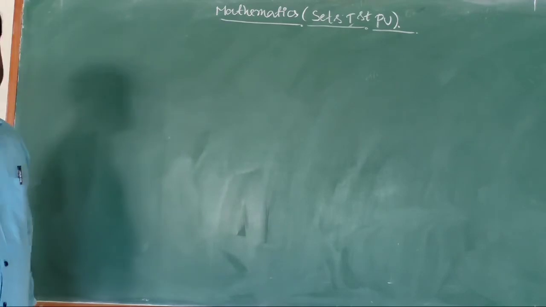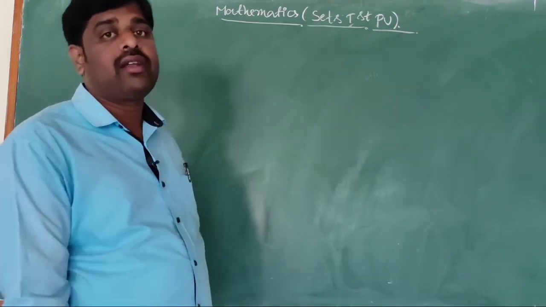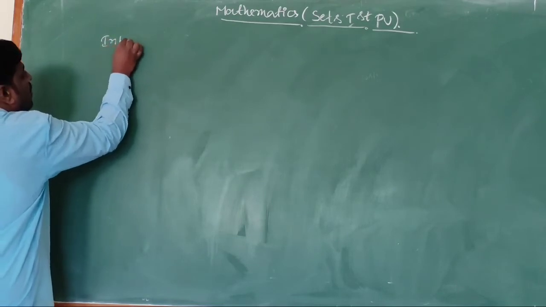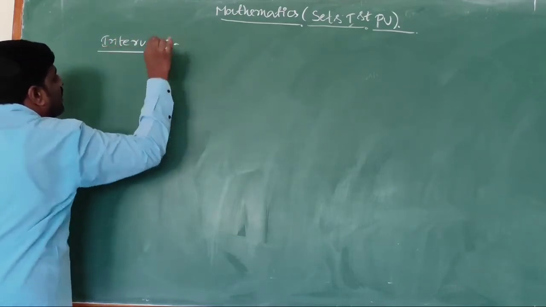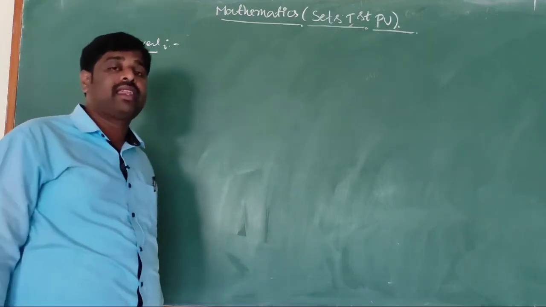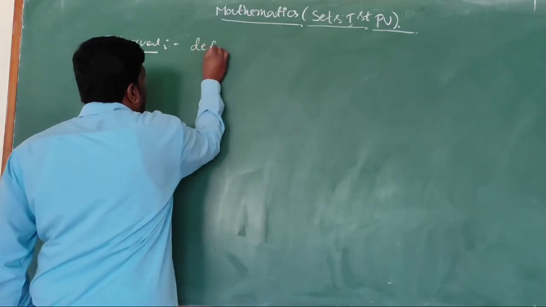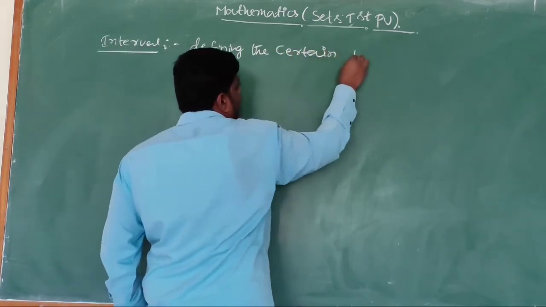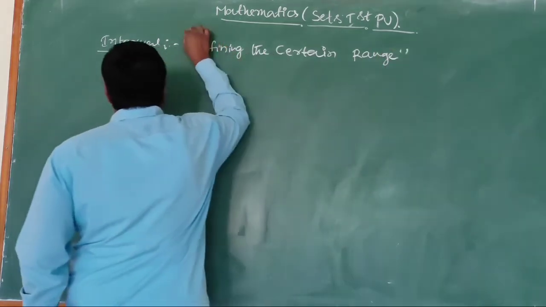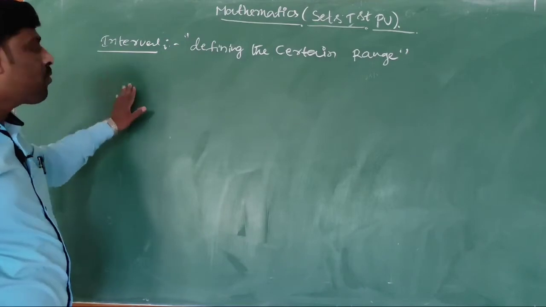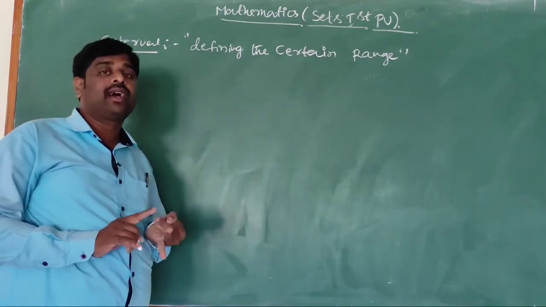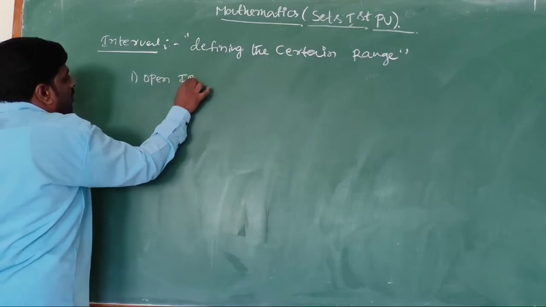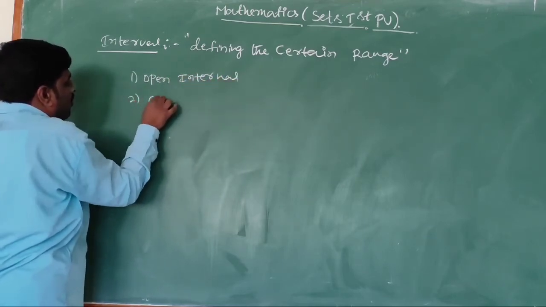Now, in this session, we have to discuss intervals and exercise 1.1. Before going to exercise 1.1, what is meant by interval? Interval means defining a certain range. Defining a certain range is called an interval. Here there are two types of interval: one is open interval, another one is closed interval.